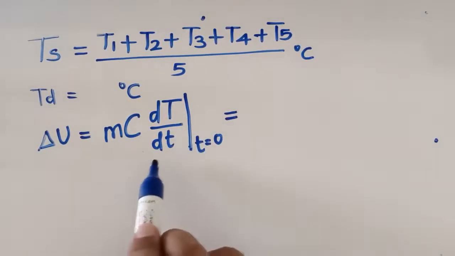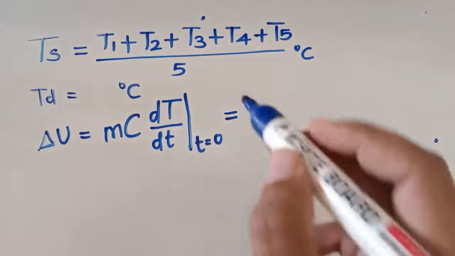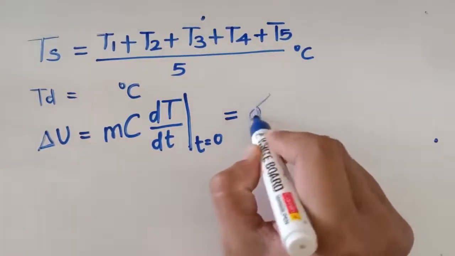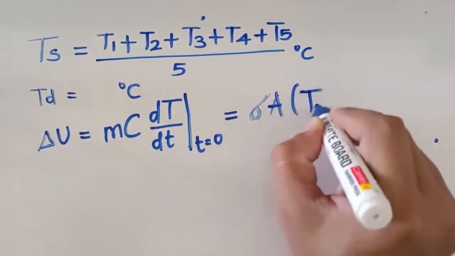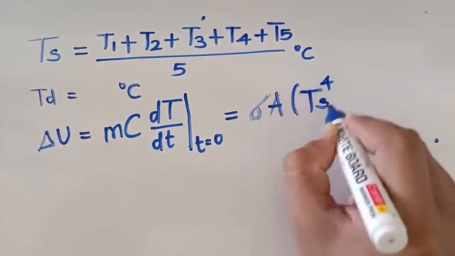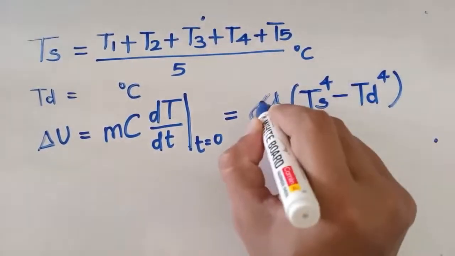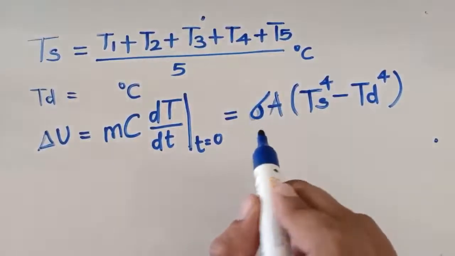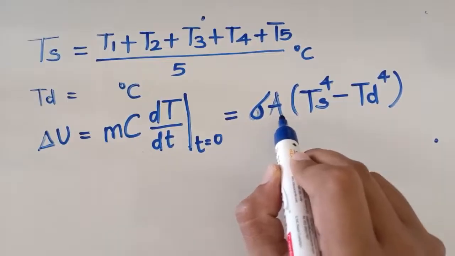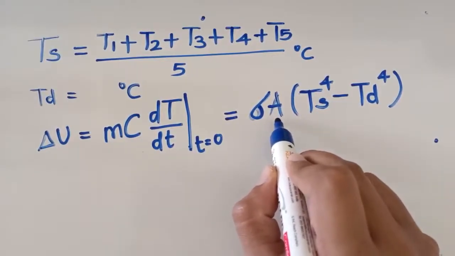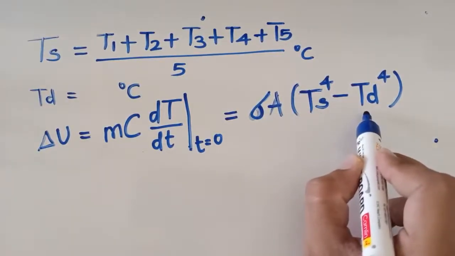All right. So how will we write down now the radiation heat exchange from the hemisphere? It will be simply sigma multiplied by area multiplied by the temperature of the surface raised to the power 4 minus the temperature of the disk raised to the power 4. So now what exactly are these parameters? This sigma is nothing but the Stefan-Boltzmann constant. A is nothing but the area which is responsible for radiation heat exchange. Ts is the surface temperature. Td is the disk temperature.